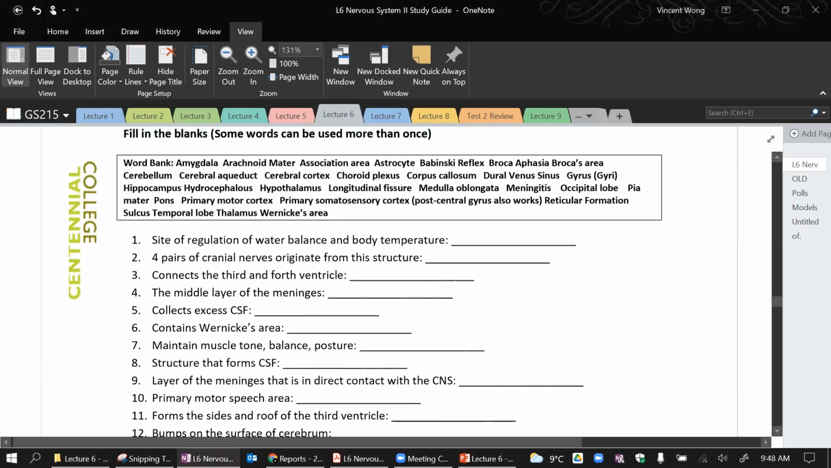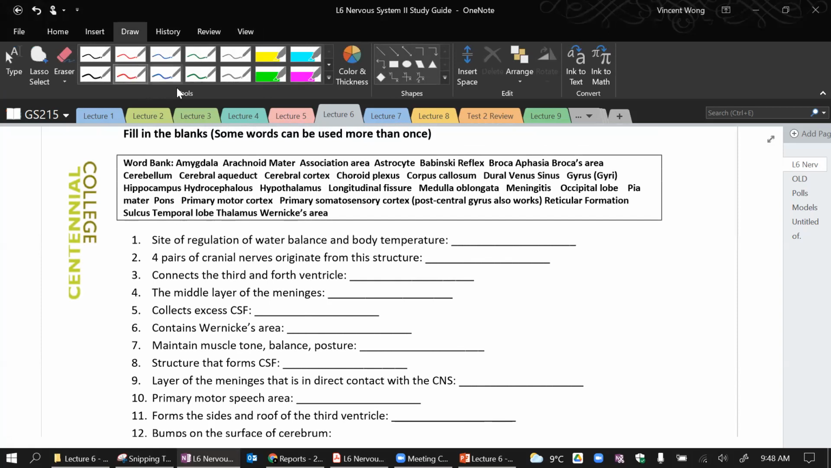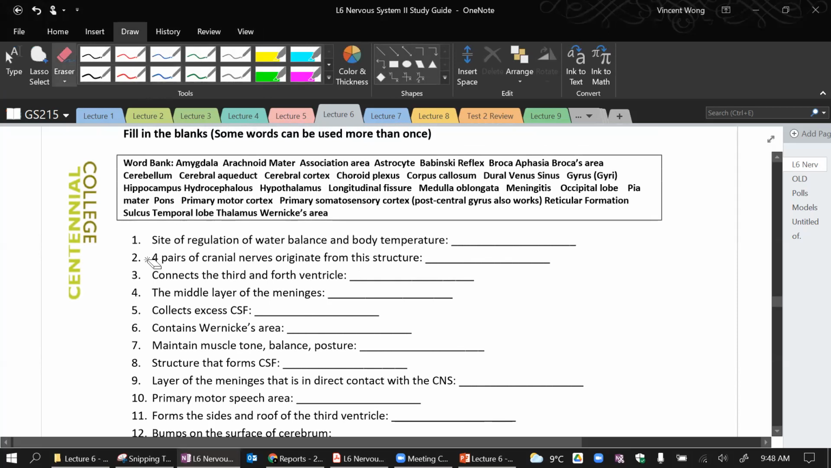So you will do it again later on, and then you will check the answers. Okay, but let's go through them quickly. Site of regulation of water balance and body temperature. That is the job of the hypothalamus. Okay, hypothalamus is the master gland. It controls a lot of the autonomic functions in the body.